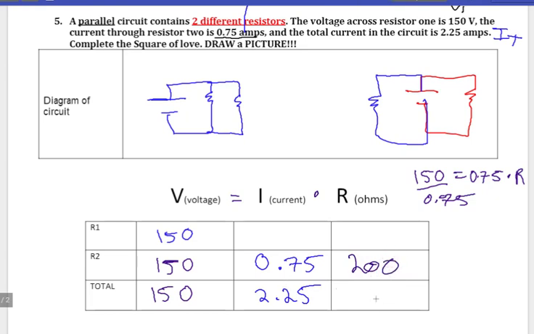Next, I can either solve for R total over here, or I can solve for current and then R1 and then R total. It doesn't matter.